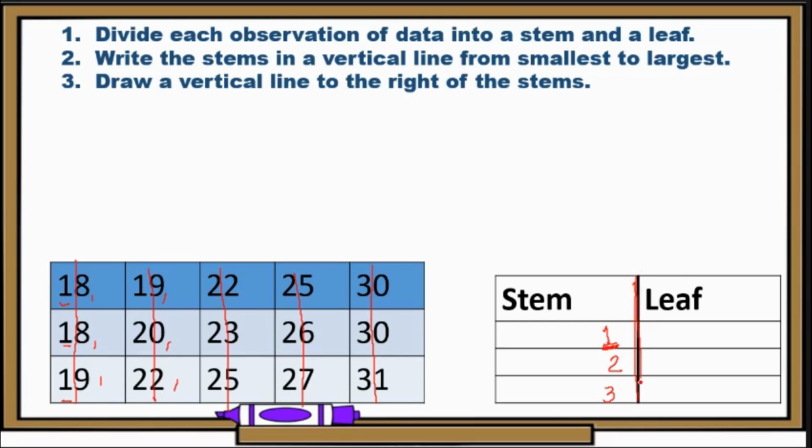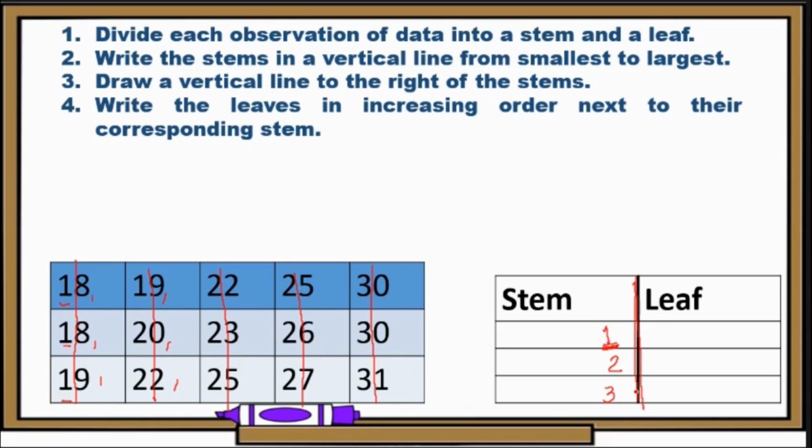Number 4, write the leaves in increasing order next to their corresponding stem. So, iba yung process natin when enlisting the leaf. Nung nag-enlist tayo ng stem, even though it repeated or occurred on our dataset 4 times, isang beses lang natin sinulat si stem na 1. Tapos si 2, nag-occur siya 8 times, but sinulat lang natin siya once under ng stem.